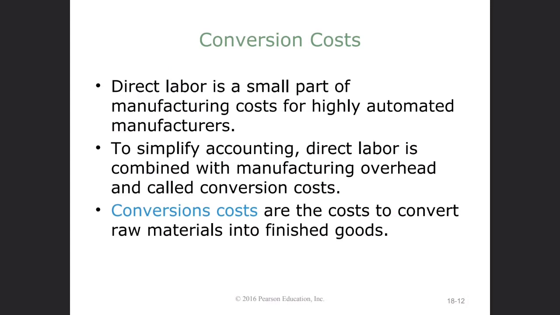For conversion costs, direct labor is a small part of manufacturing costs for highly automated manufacturers. So if it's highly automated, that means that a lot of what they do is automated, not manual, right? So again, you can think of an assembly line, but instead of using workers, you may have machines that put things together.